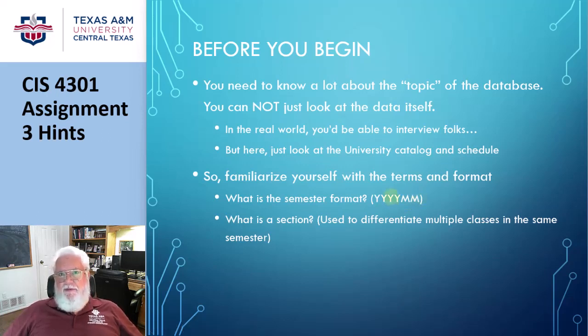If it was 06 starting in June, that'd be a summer semester. If it was 08 starting in August, that'd be the fall semester. Okay, good. And then a section number. I already mentioned that oftentimes we have the same course offered multiple times, so we have to have some way of telling them apart. So 110, 120, 130, that kind of thing.